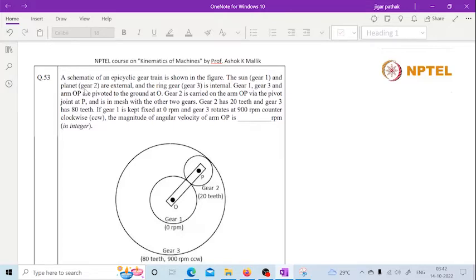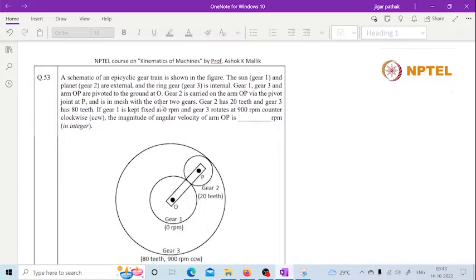The sun gear, which is gear 1, and planet gear, which is gear 2, are external, and the ring gear, which is gear 3, is internal. Gear 1, gear 3 and arm OP are pivoted to the ground at O. Gear 2 is carried on the arm OP via the pivot joint at P and is in mesh with the other two gears. Gear 2 has 20 teeth and gear 3 has 80 teeth.